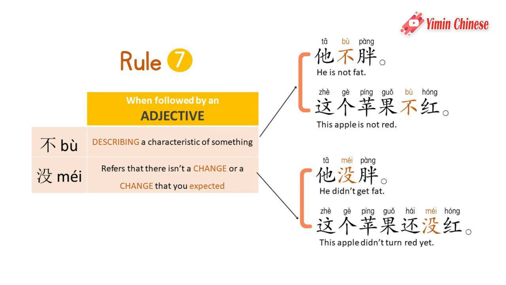And as in the example with the apple, when we use 没 to say 这个苹果还没红, this apple is not red yet. 这个苹果还没红. Such as the apple on the tree. It didn't turn red yet. 这个苹果还没红. There isn't the change, or the change you expected, yet.